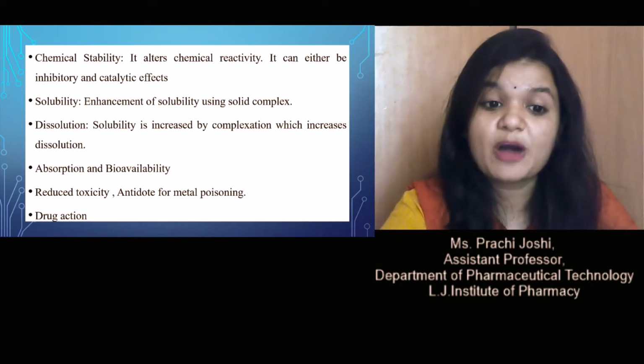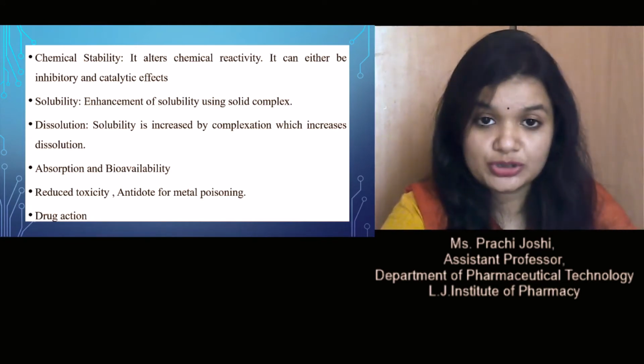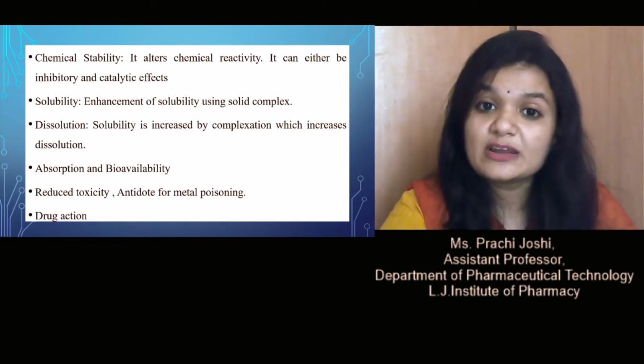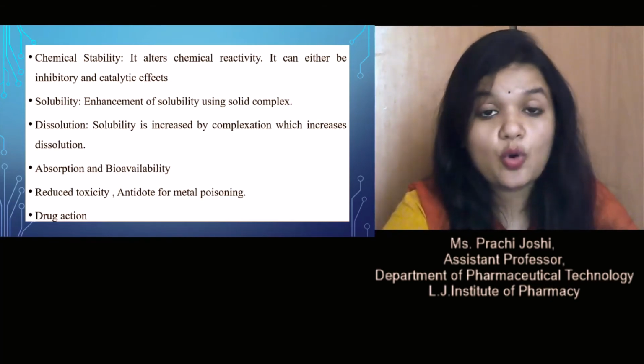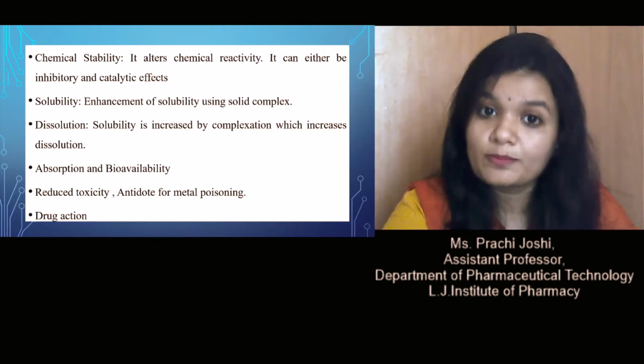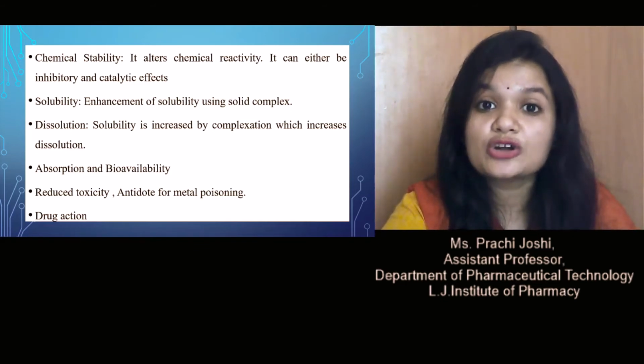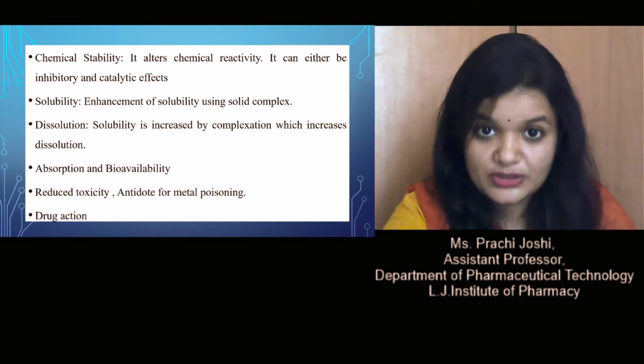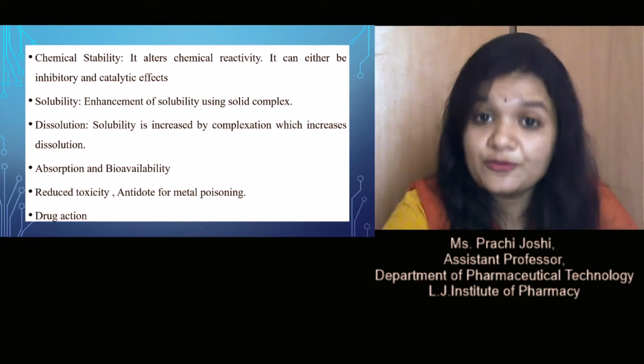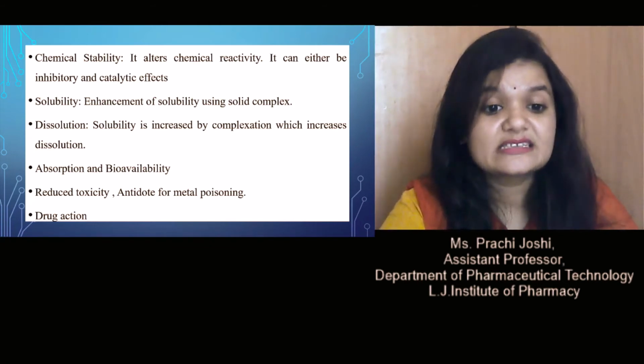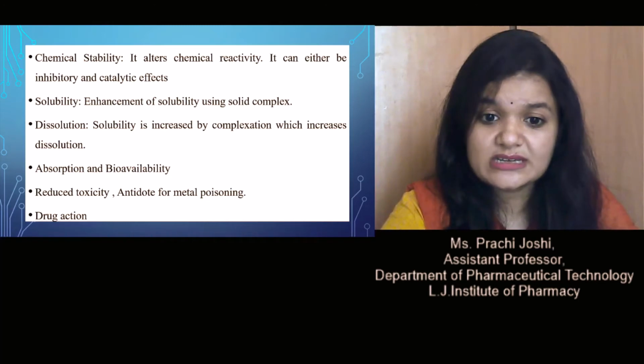Next one is bioavailability and absorption. Bioavailability can either be increased or decreased via complexation. It works according to the physicochemical properties of the drug with which it is getting involved. Next, it reduces toxicity. It also works as an antidote for metal poisoning.